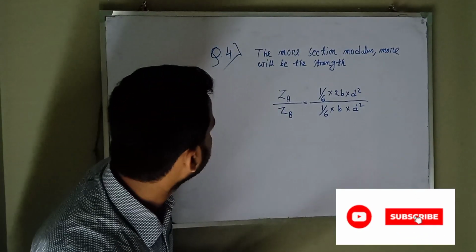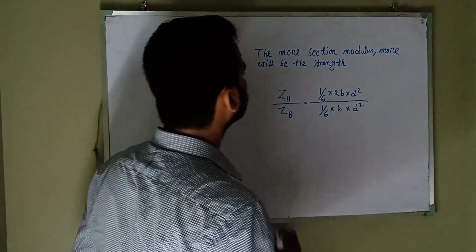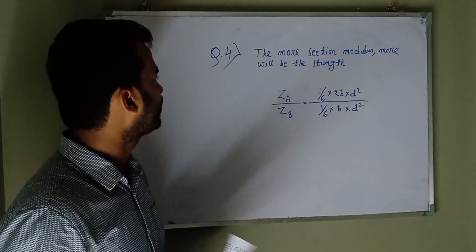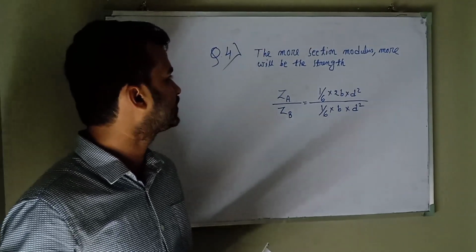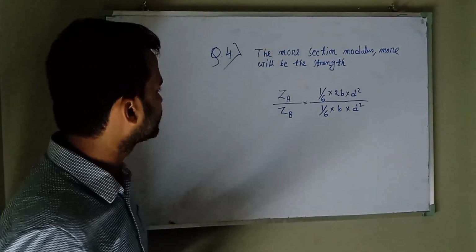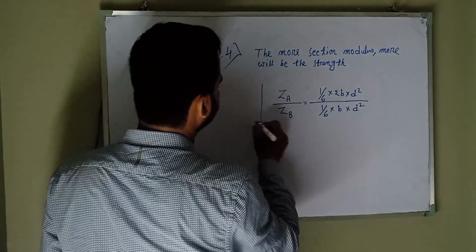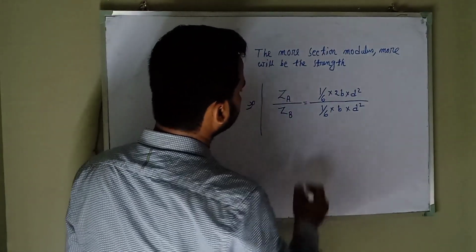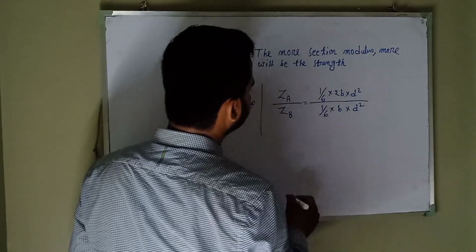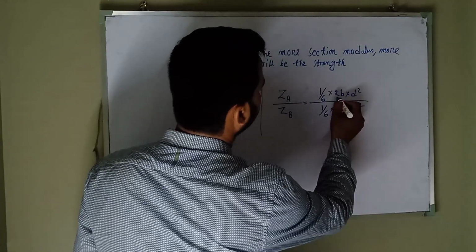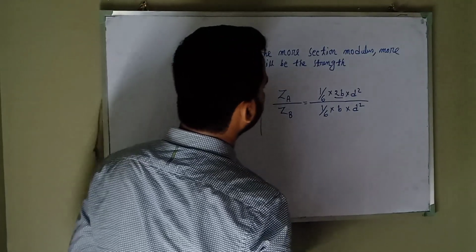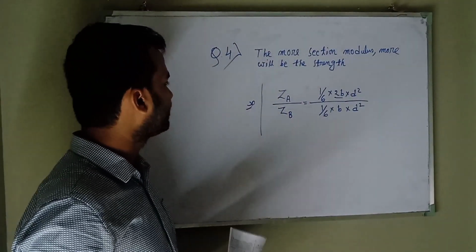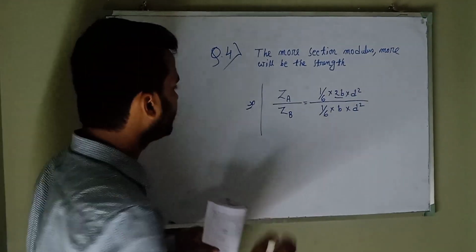To calculate this, you have to know that the more the section modulus, the more will be the strength. Between these two beams, which one has the more section modulus will have more strength. So we need the ratio of the section modulus, ZA divided by ZB. The formula of section modulus is 1 by 6 BD square. Here we have put 2B because the width of beam A is double the width of B.